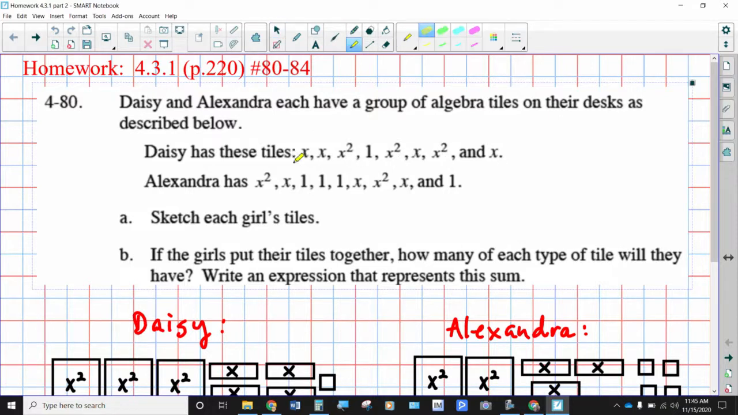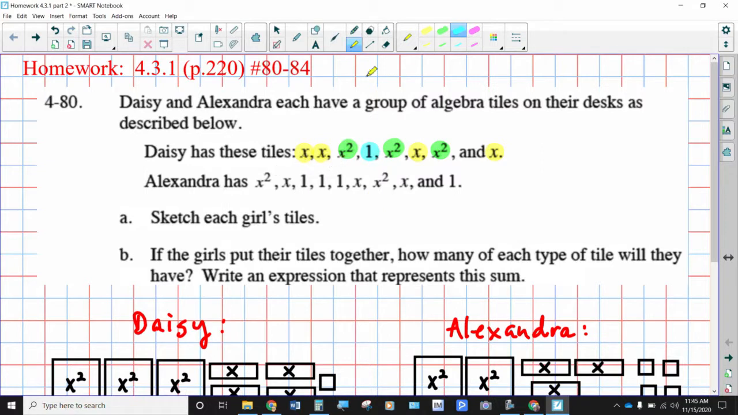So I'm looking at that and I'm thinking, all right, how many x's are there? 4 x tiles. Those are the skinny rectangles. How many x squareds are there? 1, 2, 3. So those are the medium-sized blue squares. And then how many unit tiles are there? It looks like there's one of them there.